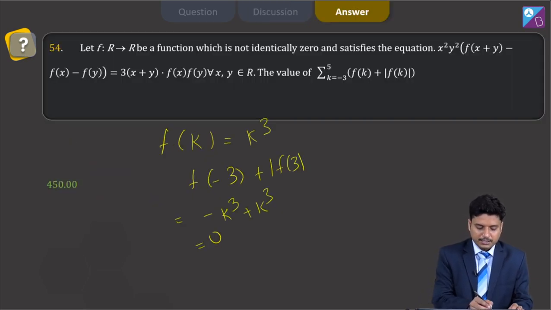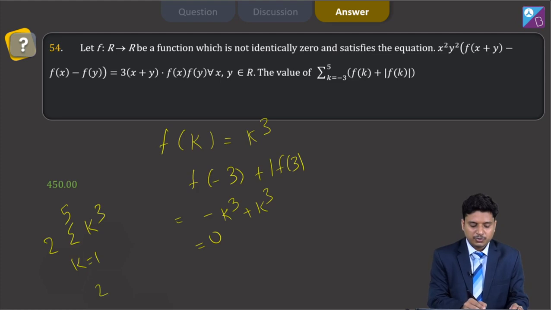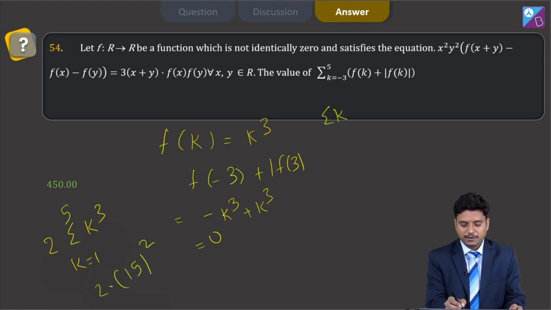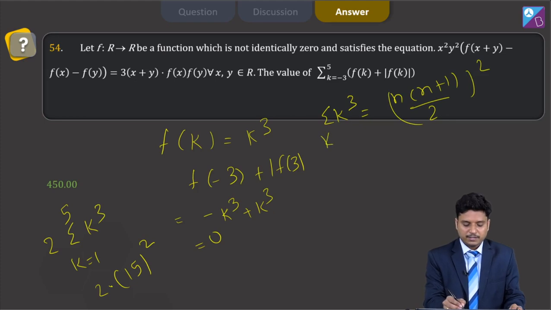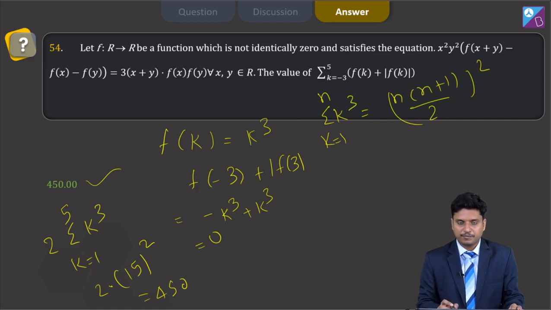So what will be the result? 2 summation k cube from k equal to 1 to 5. So 2 into 15 square, because summation k cube can be written as n into n plus 1 by 2 whole square, where k was basically varying from 1 to n. So here n is 5, so we have 2 into 15 square, which is equal to 450. So the correct answer for this will be 450.